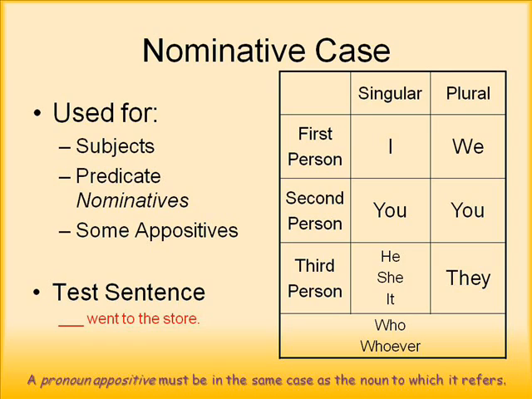Now you'll notice down there in the bottom it says a pronoun appositive must be in the same case as the noun to which it refers. So we're going to be seeing here that if we have a pronoun appositive that's referring to a noun that is a subject, then our pronoun appositive will have to be in the nominative case, because the noun is a subject and therefore the appositive will have to be the same as the noun. So we'll look at that here in just a minute.